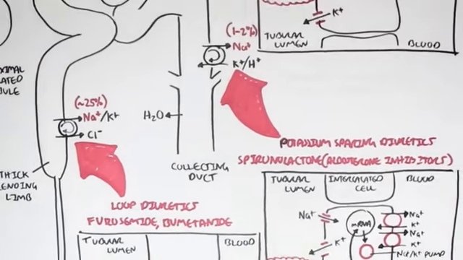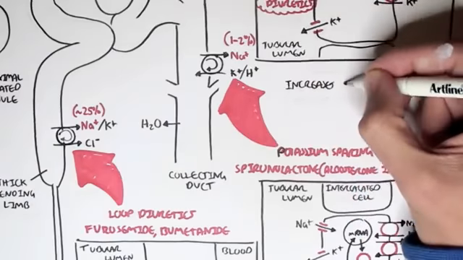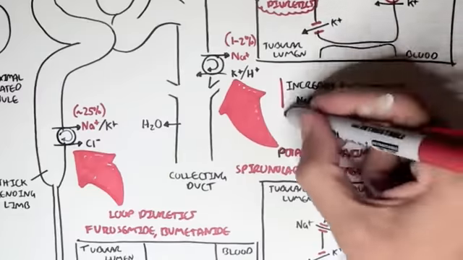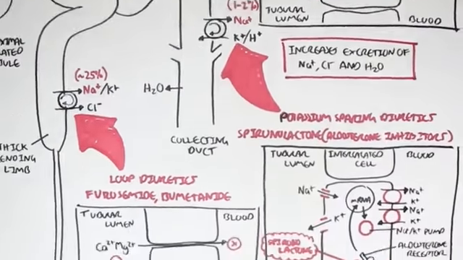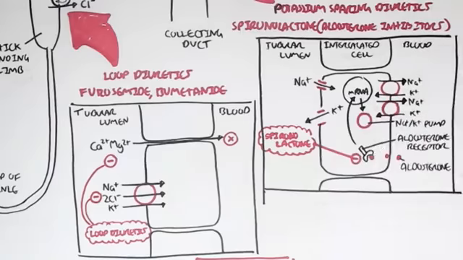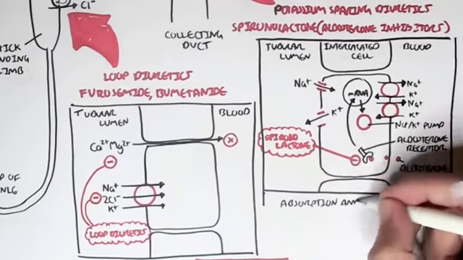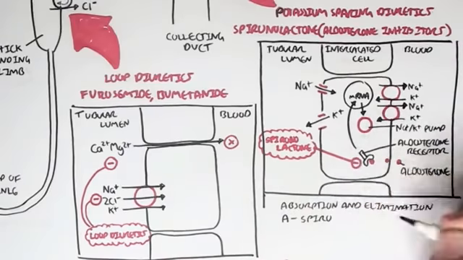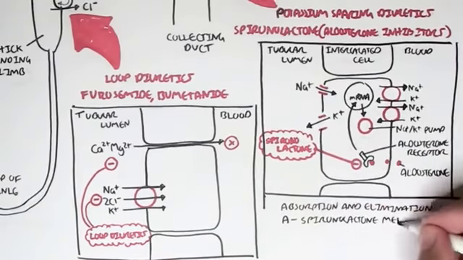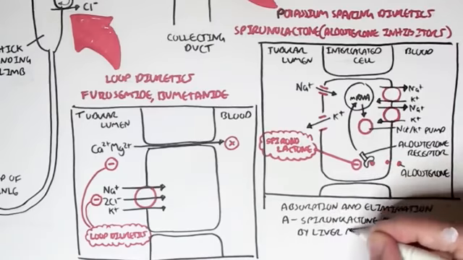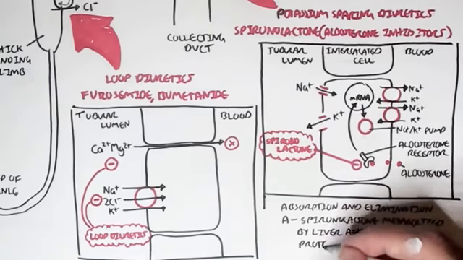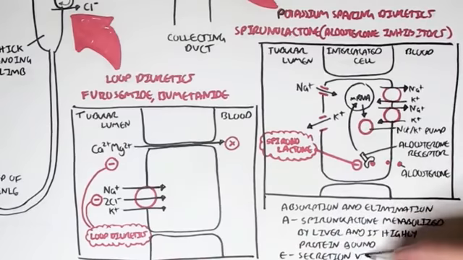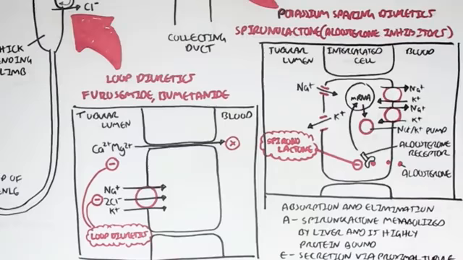So overall, these potassium-sparing diuretics increase the excretion of sodium chloride and water, and therefore decrease blood pressure. As for absorption and elimination, spironolactone is metabolized by the liver and is highly protein bound, meaning that it travels within the blood by binding onto a protein. Elimination is that they are secreted via the proximal convoluted tubules.